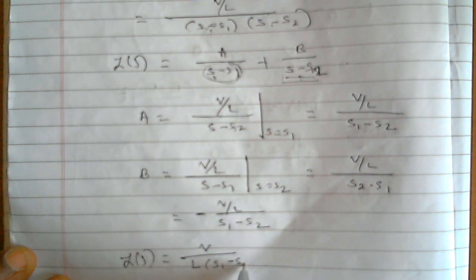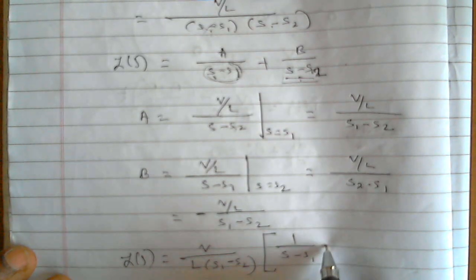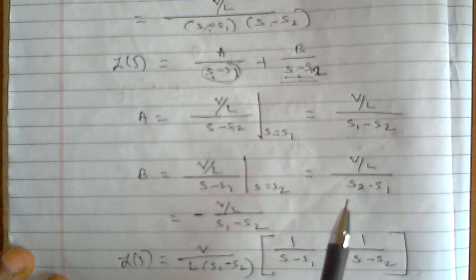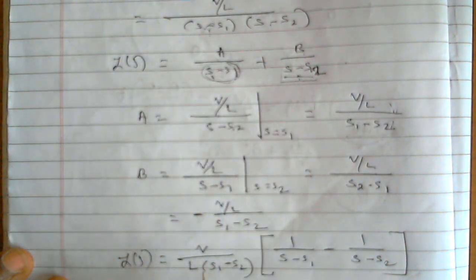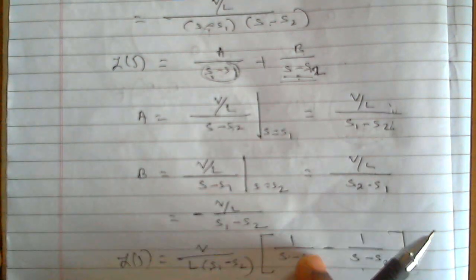So I of S is nothing but, if I rearrange properly, V upon L times S1 minus S2, and see carefully, in bracket 1 upon S minus S1 minus 1 upon S minus S2. Now put these roots A and B in these equations. So V by L divided by S1 minus S2 is common, so that is taken outside. Remaining terms, S minus S1 and S minus S2, are as they are. So I got this particular I of S.